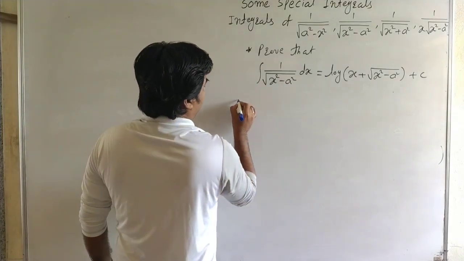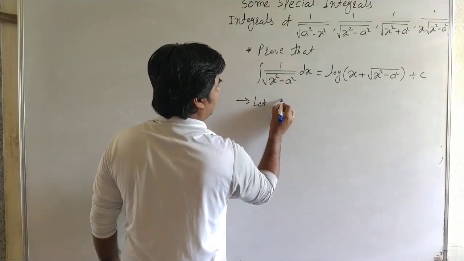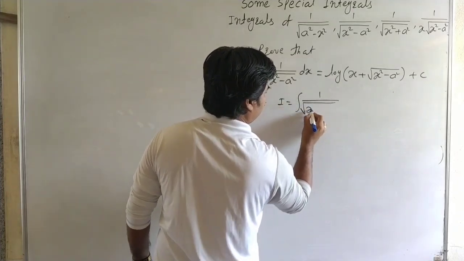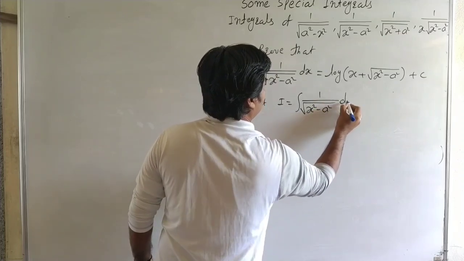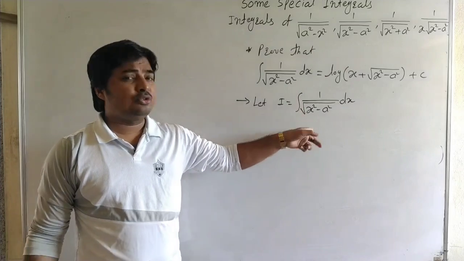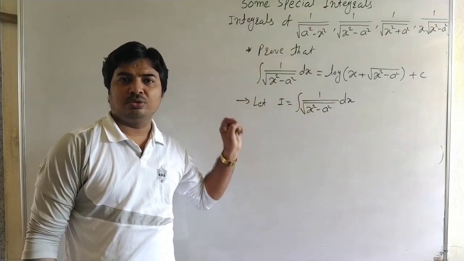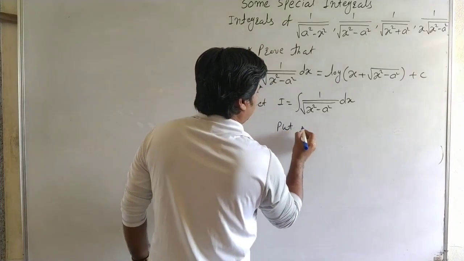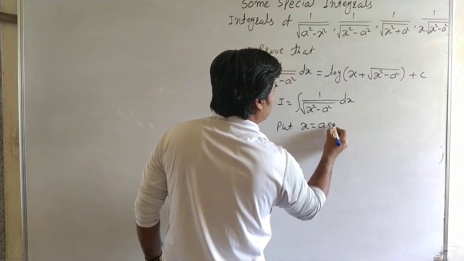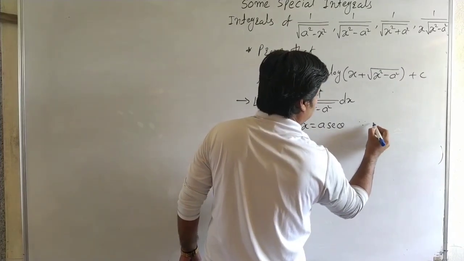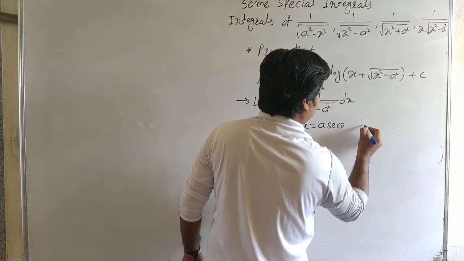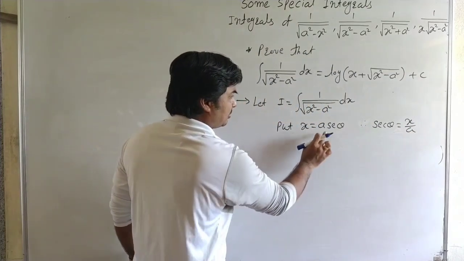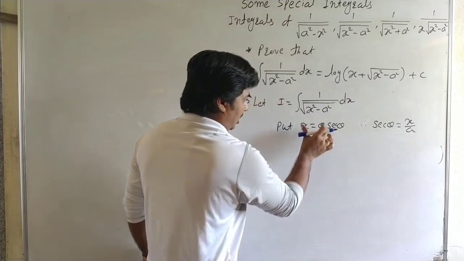Now again here, let I is equal to the integral of 1 upon under root x square minus a square dx. Now here it is under root x square minus a square, so we put x is equal to a sec theta. Therefore sec theta is equal to x by a. Okay, here it is a substitution. Now differentiate.